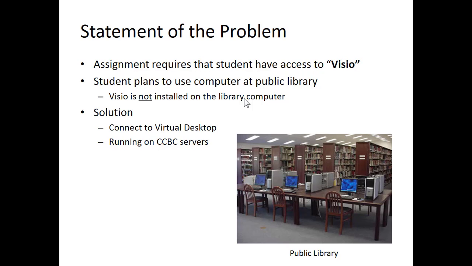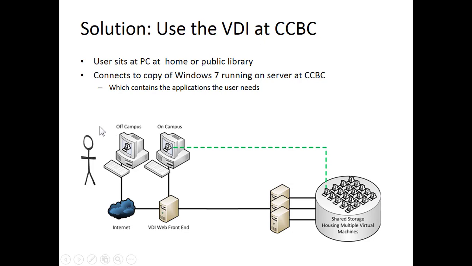So what we do is we use the virtual desktop infrastructure to connect to a virtual desktop, or I should say a virtual machine, which is running on CCBC servers. In the virtual desktop infrastructure, the user sits at a computer at home or at a public library and then connects to a copy of Windows 7, which is running on a server at CCBC, and that copy of Windows 7 running on the server at CCBC contains the application that the user needs.